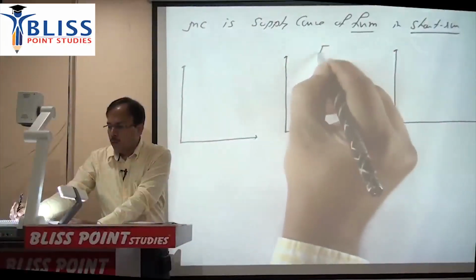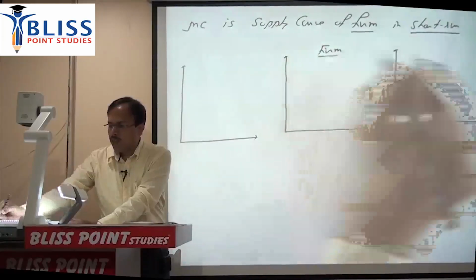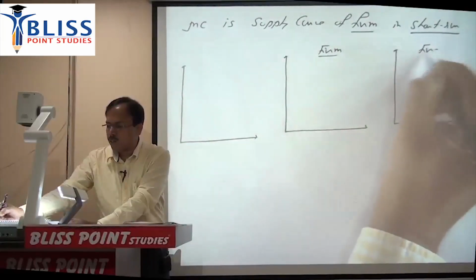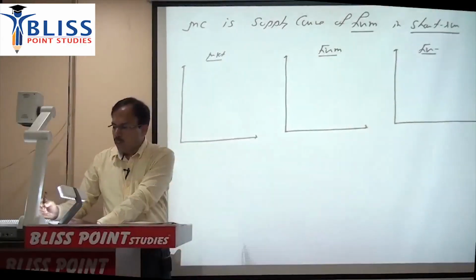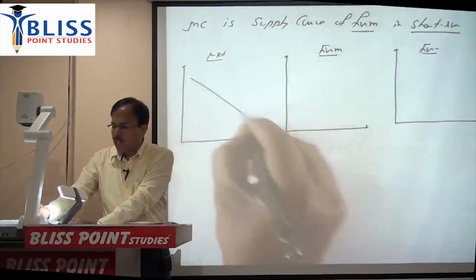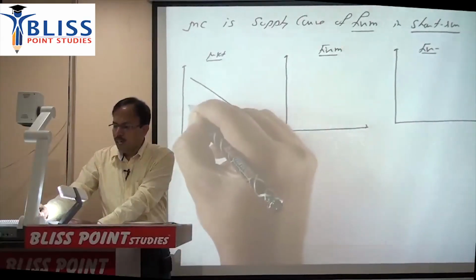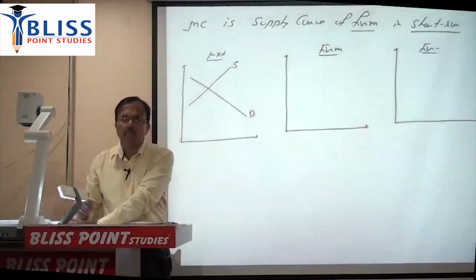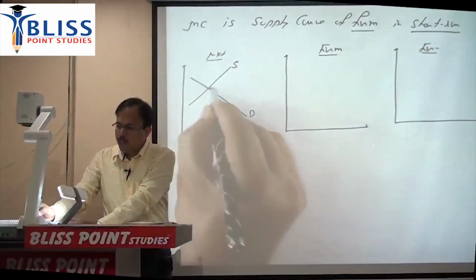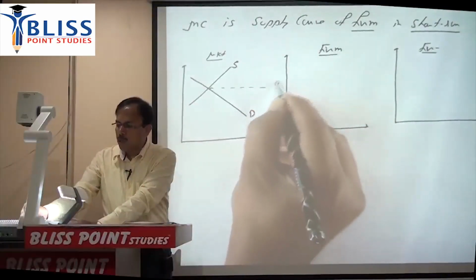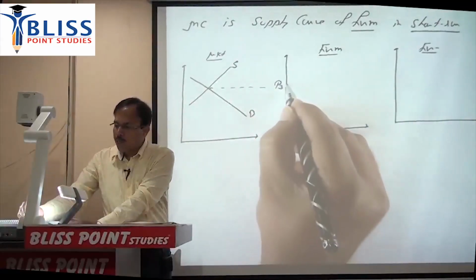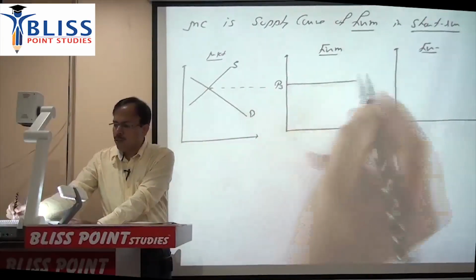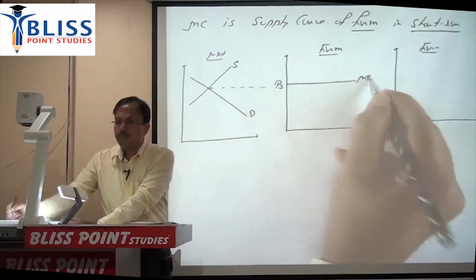ठीक है. राइट साइड वाले बोथ डायग्राम फॉर फर्म है. This is for firm, this is also for firm, and left side is for market. So if market demand curve and supply curve are intersecting here, then corresponding to that intersection, suppose price is determined at P3, so at that price will be constant and MR is equal to that.